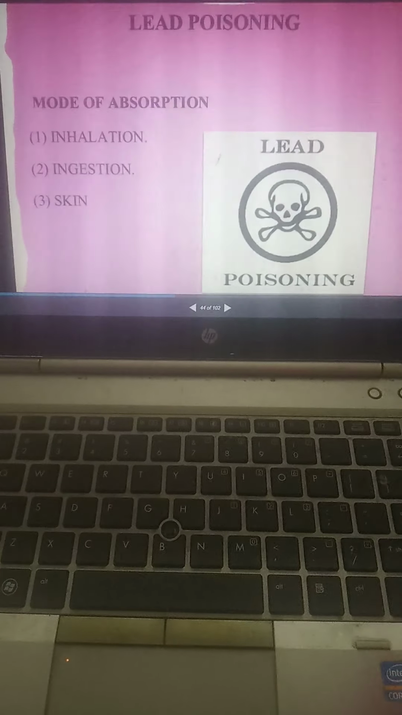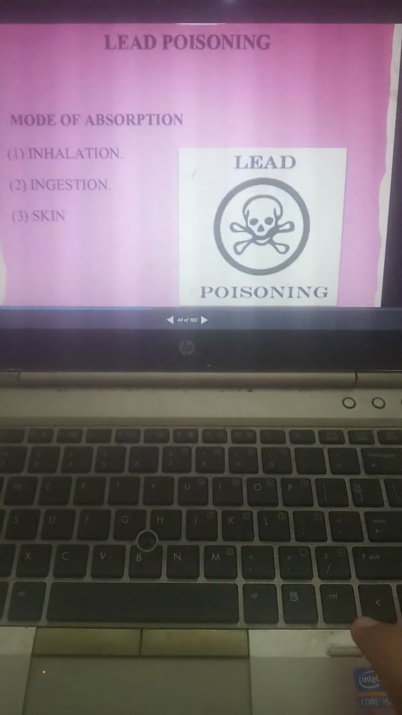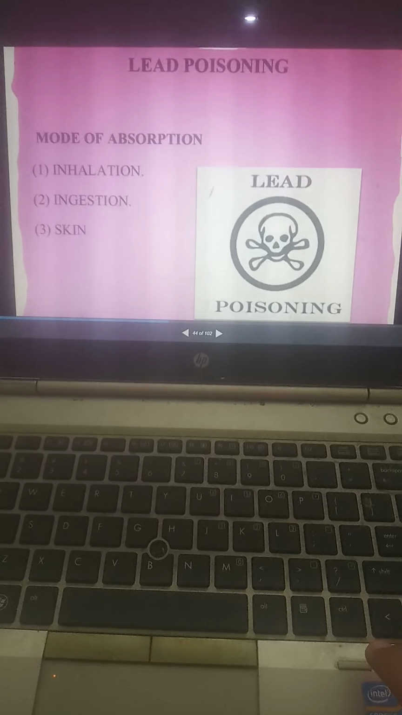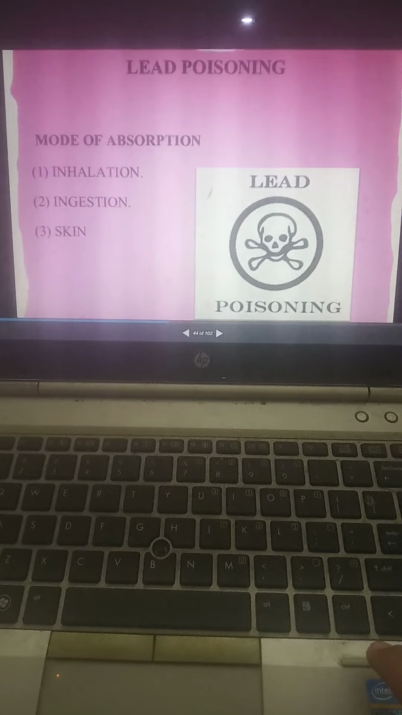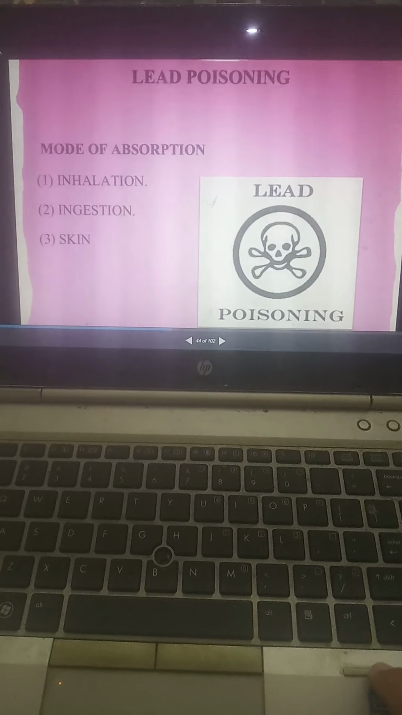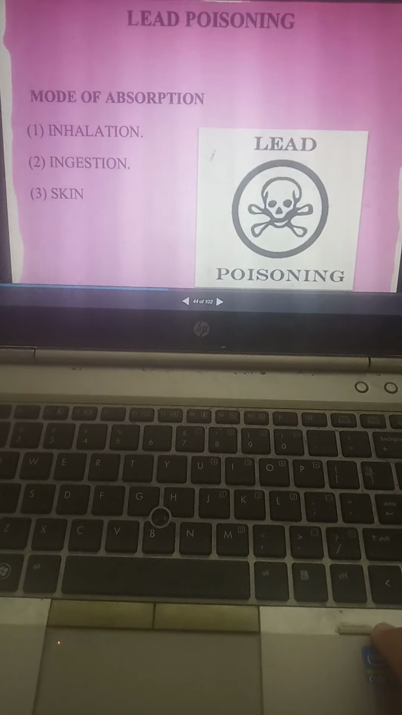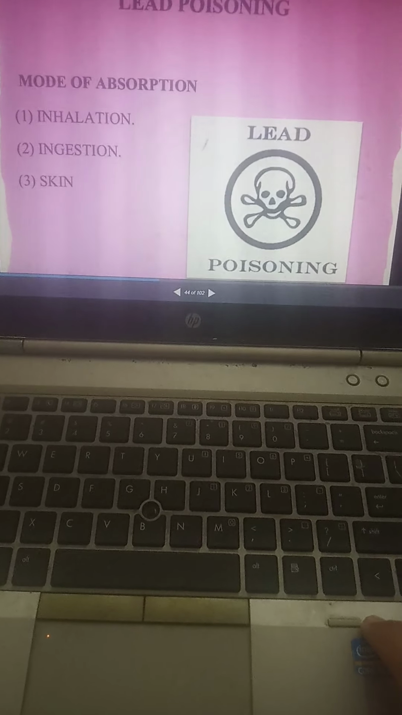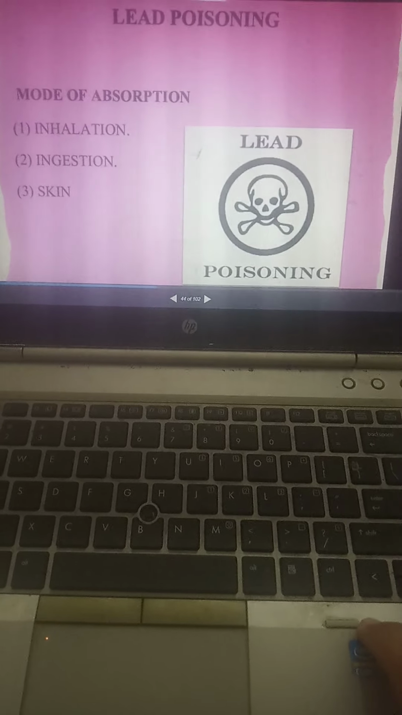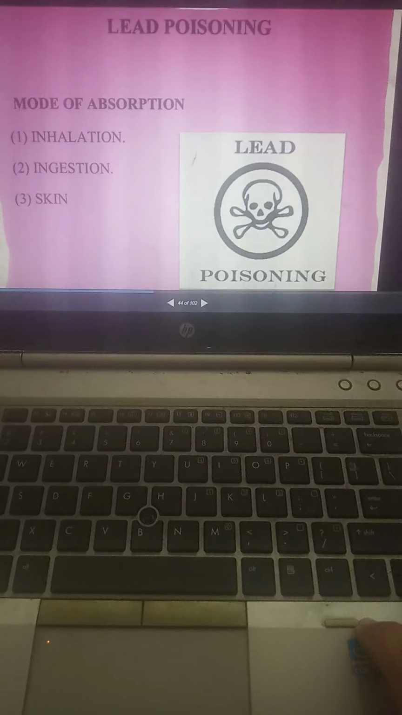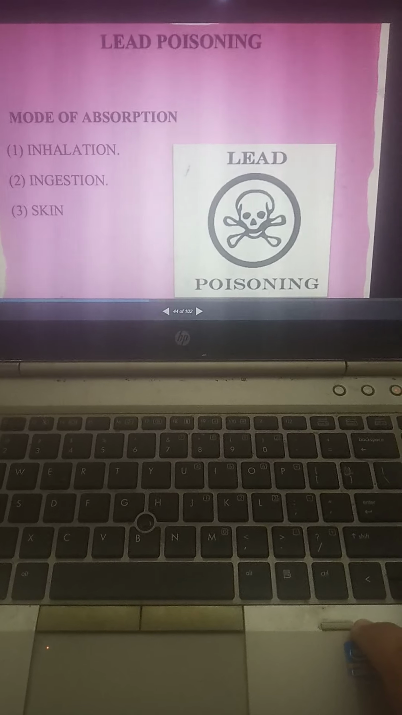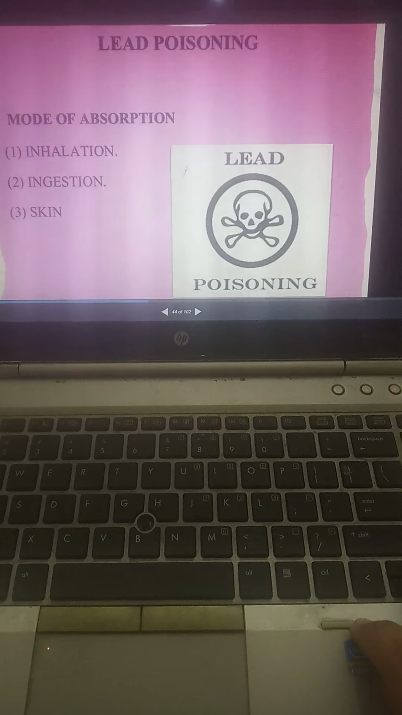Now the next important topic with us is lead poisoning. Lead poisoning is a very frequently encountered occupational health disease, which is due to contact with lead. Now, how is lead injurious to the health of the employee? How does lead enter into the body?